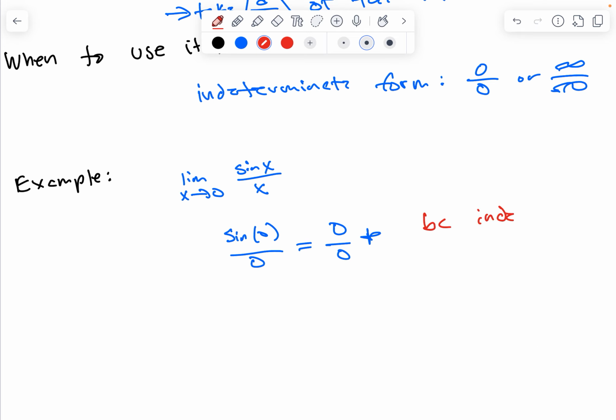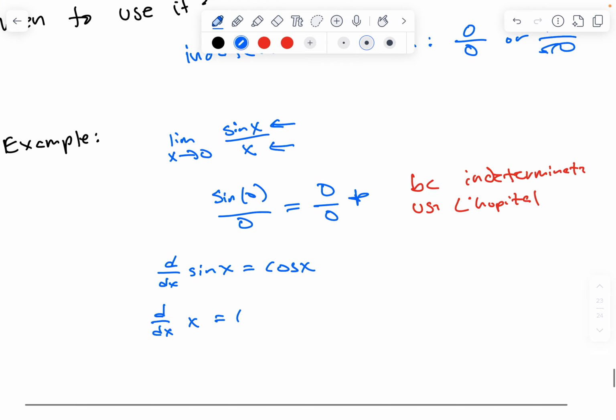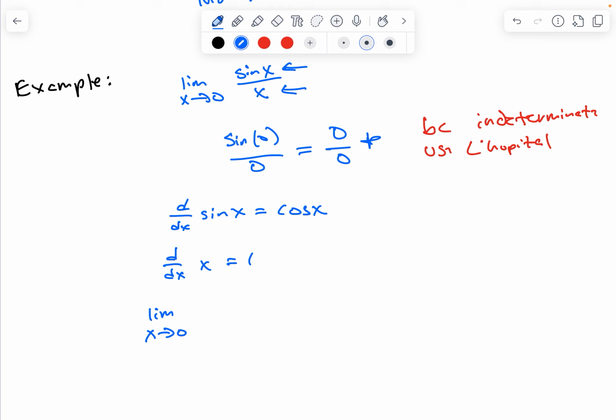Because indeterminate, use L'Hopital. All right, so what that looks like is we're going to take the derivative of the top of the fraction and the bottom of the fraction, right? So d/dx of sine x is just cosine x, and d/dx of x is just 1. So with L'Hopital's rule, the new form is now cosine x over 1.